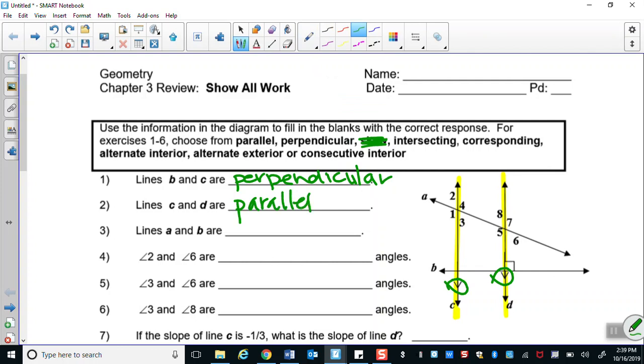Okay, so now we're going to look at A and B. Highlight those, and if I extend A and B, sorry that's not perfect, you can see that they're going to intersect. This right here is not a right angle, so they're not perpendicular, they're just intersecting.